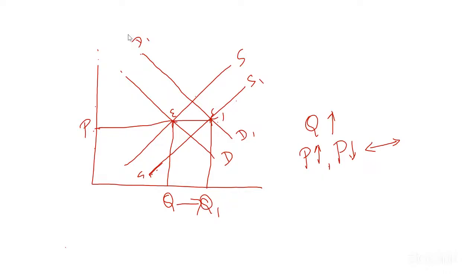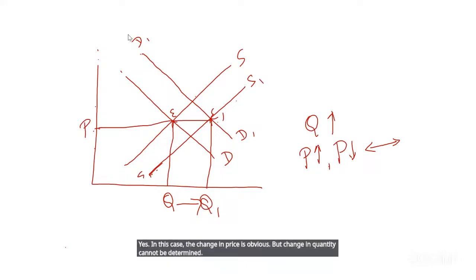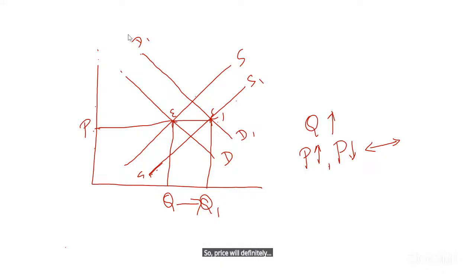Done? Yes, ma'am. Okay. Tell me what happens in this case? Price increases, quantity may decrease or remain unchanged. Yes. In this case, the change in price is obvious, but the change in quantity cannot be determined. So, price will definitely increase because demand has increased and supply has decreased. Quantity may increase or decrease or may remain unchanged.